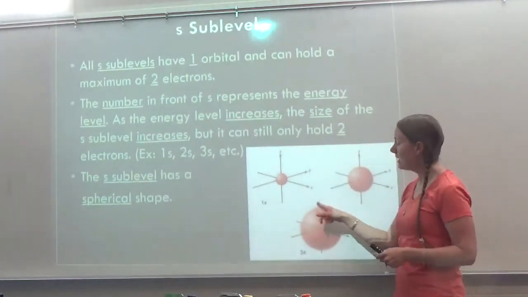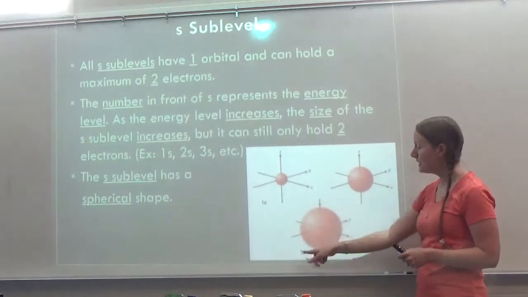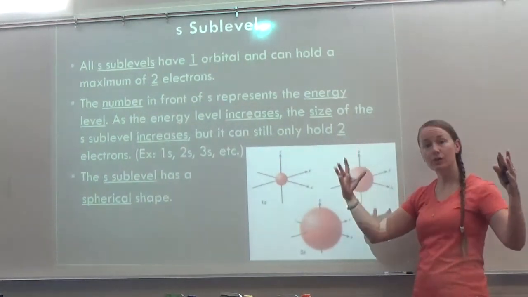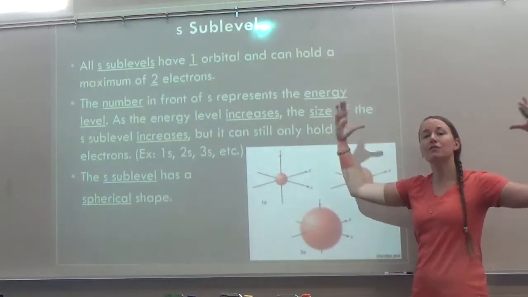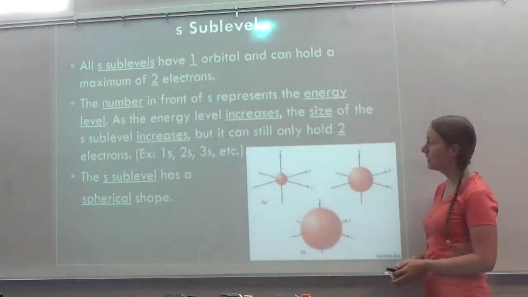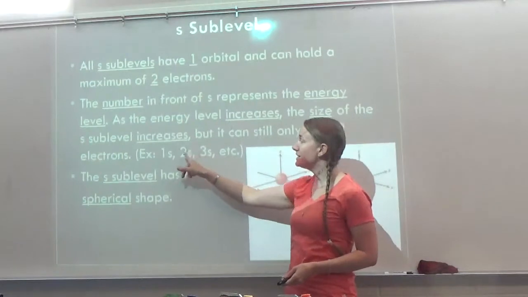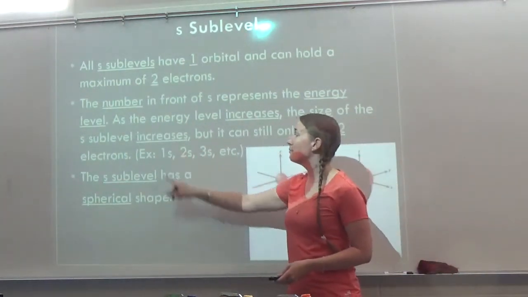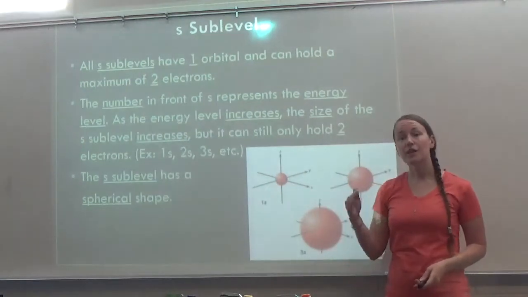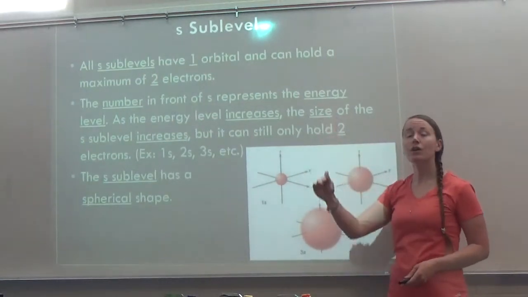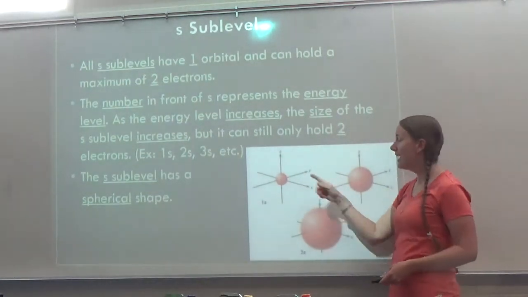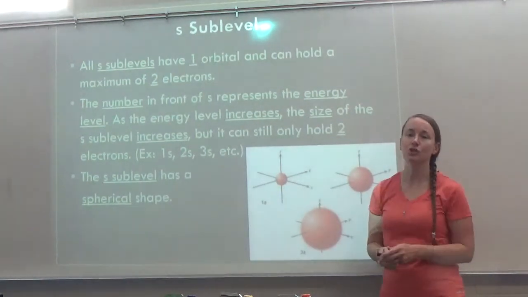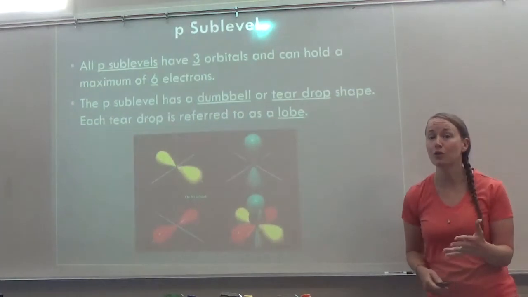And so then 3s is going to be even bigger, but because it's still s, it still only holds 2 electrons. They're just farther from the nucleus. 4s would get bigger, 5s would get bigger, and so forth. So the number in front does not affect how many electrons it can hold. The electrons are based on the letter. The number in front tells us where we are on the periodic table, which row we're on, and it tells us the relative size. Like I know 7s is going to be larger than 2s, but they would still both hold 2 electrons.